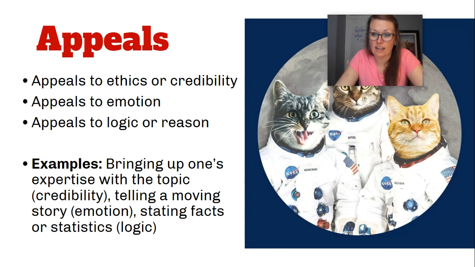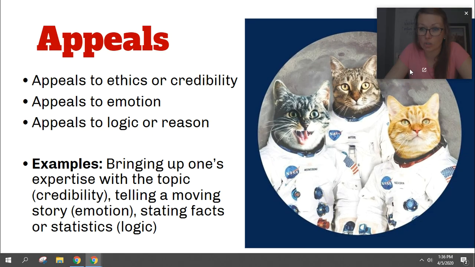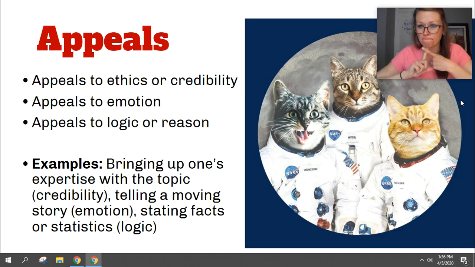And then the next element of SPACECAT has to do with appeals. And when we talk about appeals, we're talking about three different categories of appeals. A writer's techniques can appeal to ethics and credibility. We don't typically believe people we don't trust. So they need to establish their credibility as someone who knows what they're speaking about and that we can trust them.